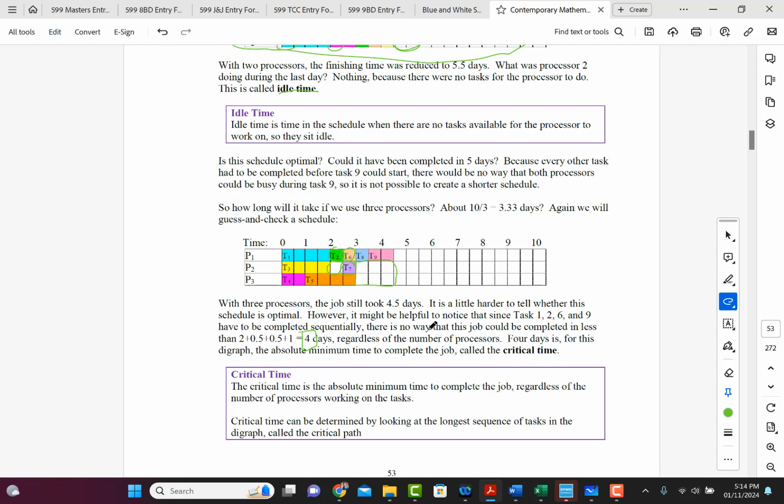4 days is, for this diagraph, the absolute minimum time to complete the job, and this is called the critical time. So critical time is the absolute minimum time to complete the job regardless of the number of processors working on the task. Critical time can be determined by looking at the longest sequence of tasks in the diagraph, called what we call the critical path. Okay?